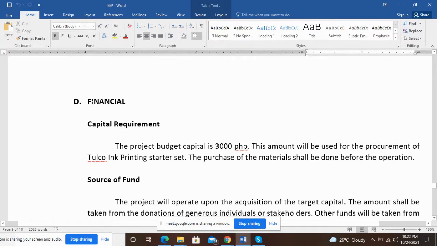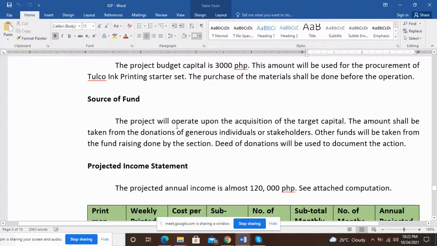Okay, next we have financial. So we have here capital requirements. The project budget capital is 3,000. Next, the source of fund, of course. How are you going to acquire the money? It will operate upon acquisition of the target capital. Since it's from donations or from generous individuals or stakeholders, or other funds taken from fundraisings, or anything, it will be included here in the source of funds.